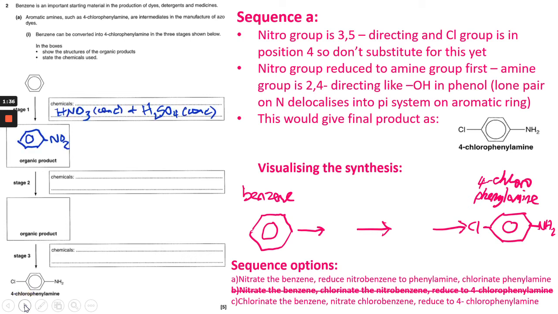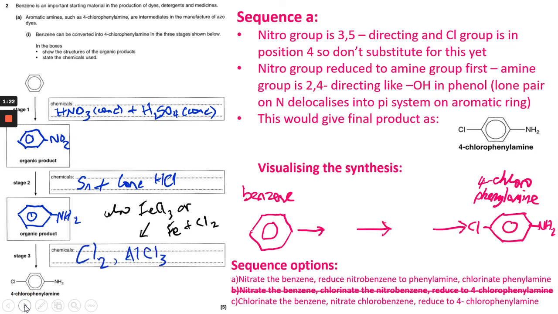So we could, in that case, put in the nitration chemicals first, concentrated HNO3 and concentrated H2SO4, before reducing it using tin and concentrated HCl, and then finally using chlorine and a halogen carrier such as AlCl3. You could also use FeCl3 or iron and chlorine separately.